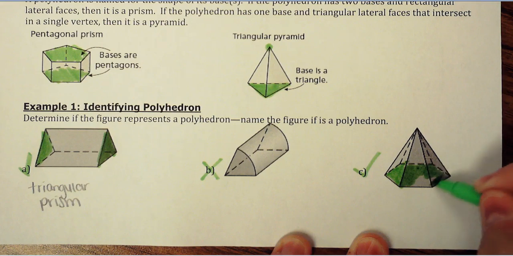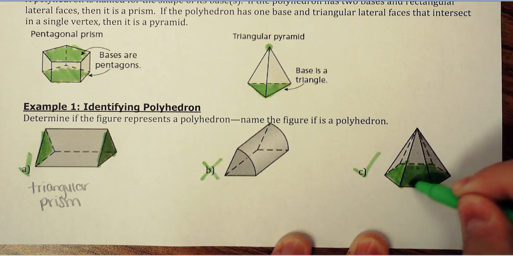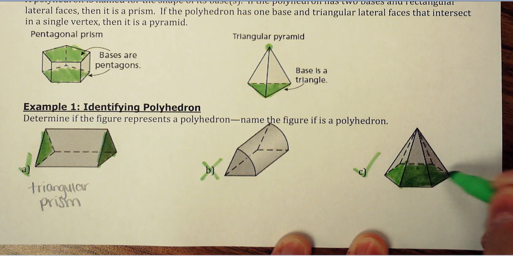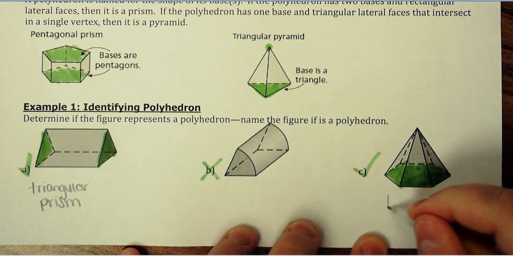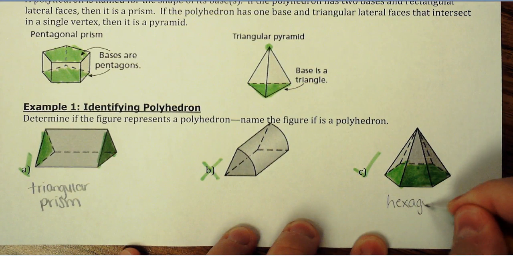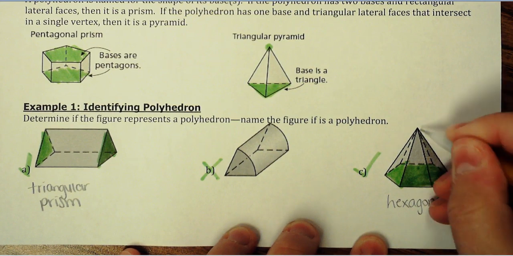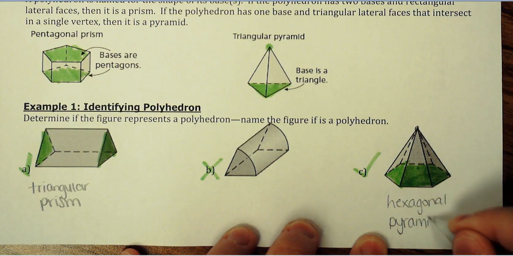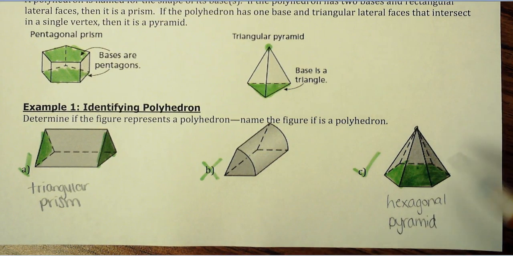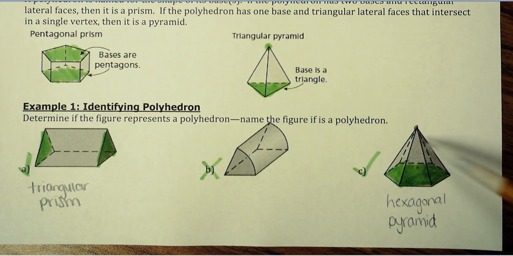All right, over here, obviously all these faces come up to a point, so it's easier to tell that this is definitely going to be a pyramid. So you have to figure out what the shape of the base is. If you count the sides there, it's going to be 6 sides, so this is called a hexagonal. And since we all come up to a single vertex, this is going to be a hexagonal pyramid. And you can see all the other faces in that figure are going to be triangles.